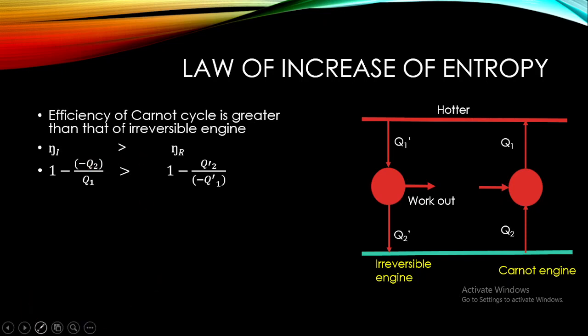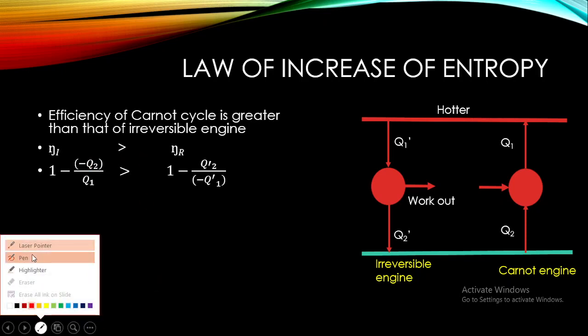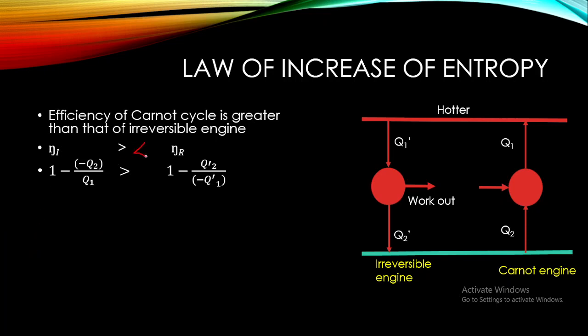So here it should be a negative symbol. It should be like this. The efficiency of the reversible engine must be greater. So you can write it as 1 minus Q2 by Q1 must be less than 1 minus Q2 prime by minus Q1 prime. How do you write that? Efficiency is written as 1 minus the heat to the cold reservoir divided by heat from the hotter reservoir.